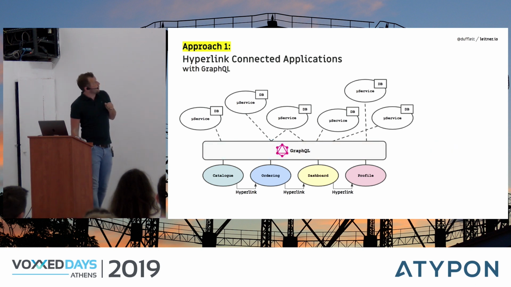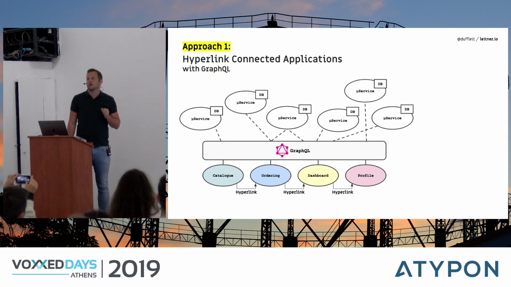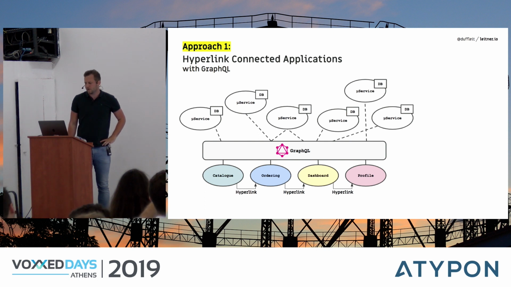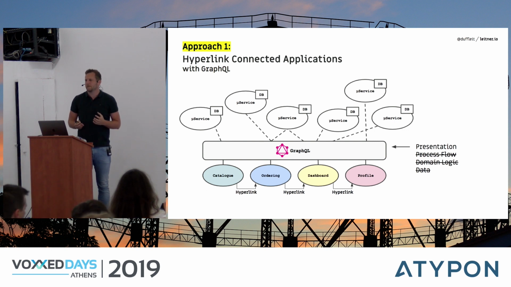A more modern approach for backend for frontends is what we tend to call GraphQL. I see a lot of clients moving to GraphQL now for the backend for frontend layer. The big advantage of GraphQL is that it forces you to only put presentation logic into this backend for frontend layer, because it's very opinionated. Process and especially data logic is very hard to put into a GraphQL layer.